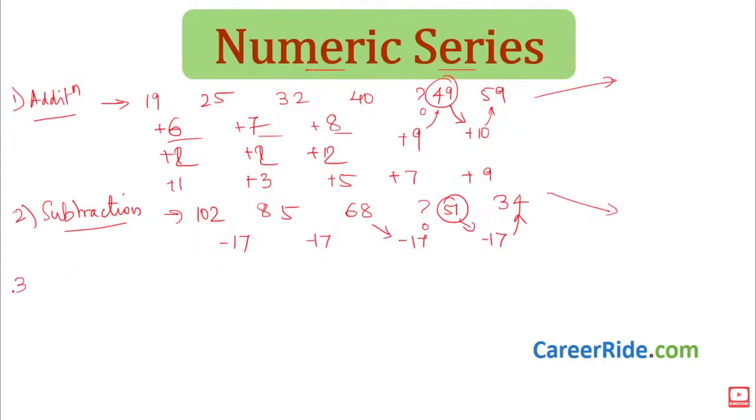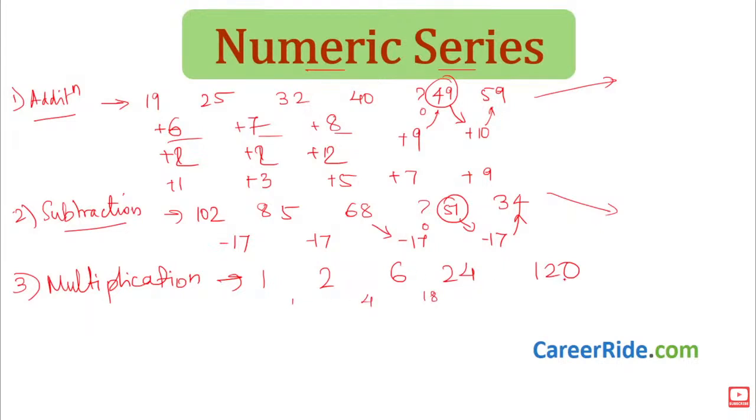Now next, like addition and subtraction, which we have talked about, the multiplication series. In multiplication series, the number is multiplied by some number to get the next number. I'll give you an example. Take a look at this series: 1, 2, 6, 24, 120. 1 to 2, what is the difference? The difference is 1. To 6, difference is 4. To 24, here difference is 18. 120 minus 24, difference 96. See, the difference is increasing very quickly. That means this must be related to multiplication, okay?